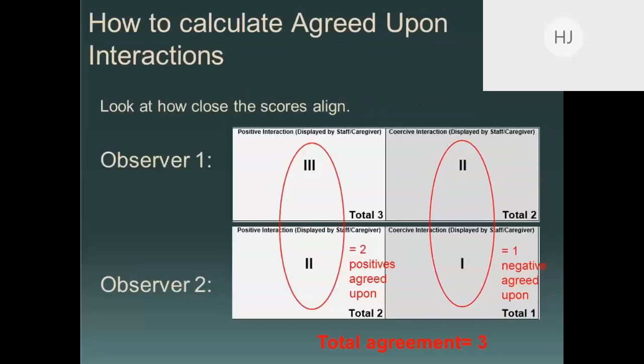So to get the number that you agreed upon, we're looking purely at the math and at the numbers. We're not looking at, hey, she said this in actual situations. We're looking at just the numbers. So we're going to assume here that there were 2 positives agreed upon by observer 2 and observer 1, and 1 negative, for a total of 3 observations that were agreed on.